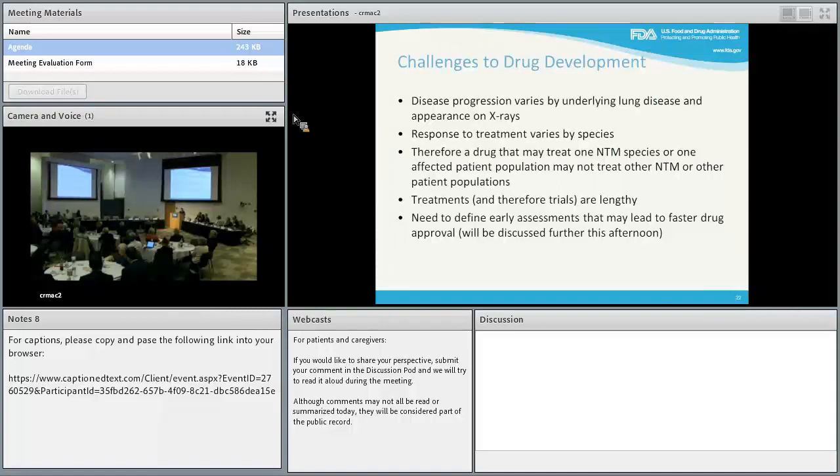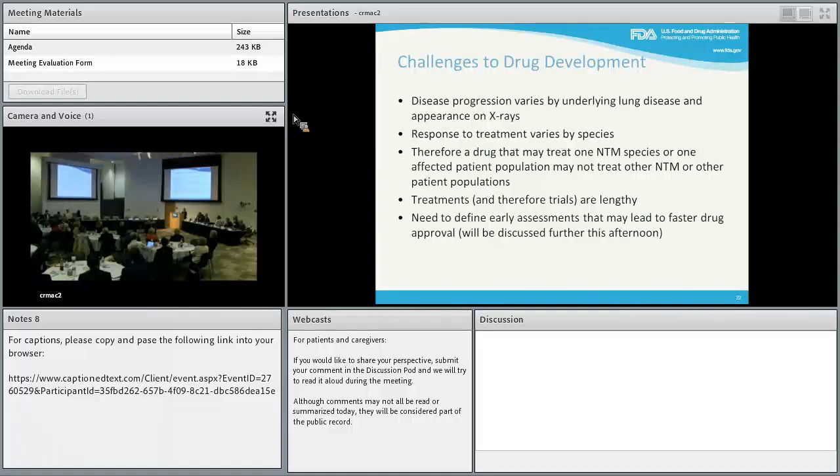So now that we've painted a rather grim picture, what are the challenges to developing a new drug? There are many. The first one is that the disease progression really varies by the underlying lung disease, by the appearance on chest X-ray, and by the infecting organism. A patient who has bronchiectasis and is infected with Mycobacterium avium and has nodular disease will have a different disease course than somebody who has cavitary disease, or somebody with cystic fibrosis, or infected with Mycobacterium abscessus. The response to treatment varies. So the progression of the disease varies, and the treatment response varies.